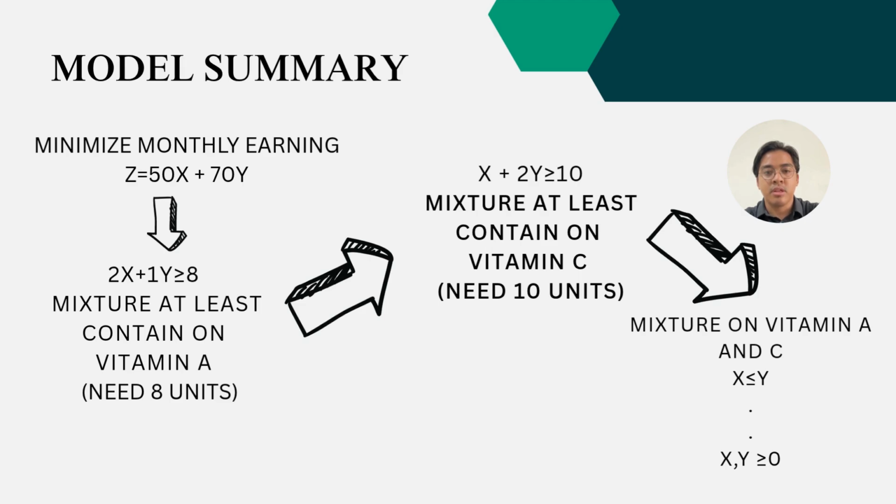Third is the proportionality constraint, which is x is less than or equal to y. This indicates that the amount of mixture x must not exceed the amount of mixture y. Fourth is the non-negativity constraints. X and y must be greater than or equal to 0. This is standard in linear programming to ensure that we are not working with negative quantities. With these constraints, our goal is to find the values of x and y that minimize the cost z.